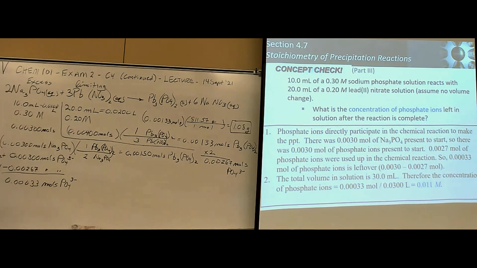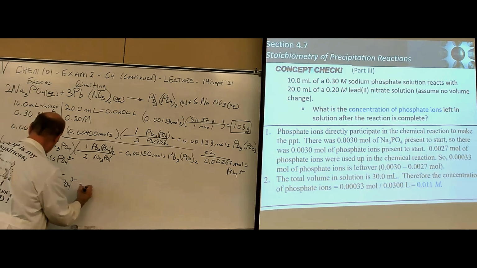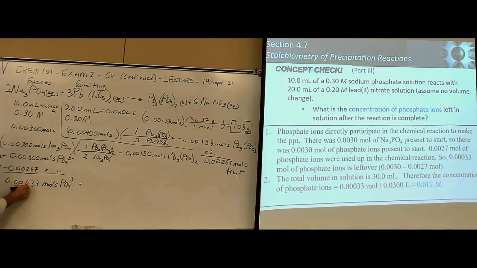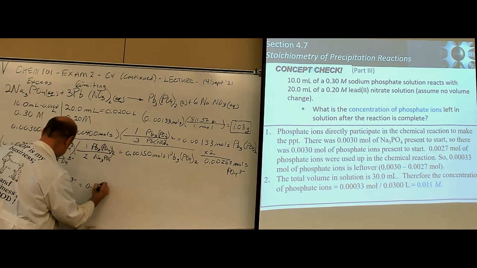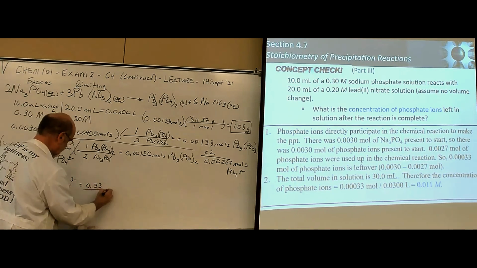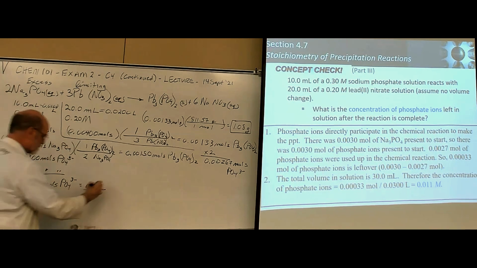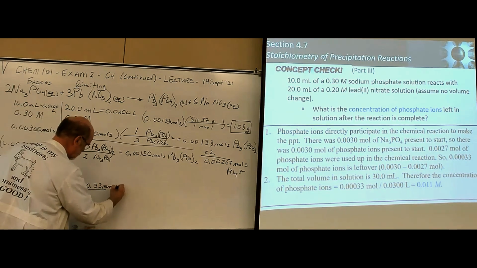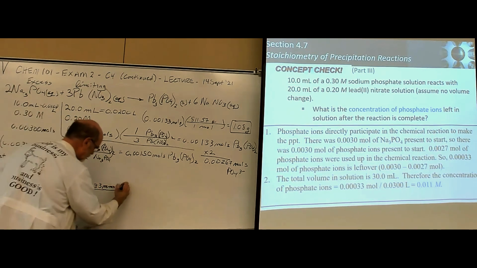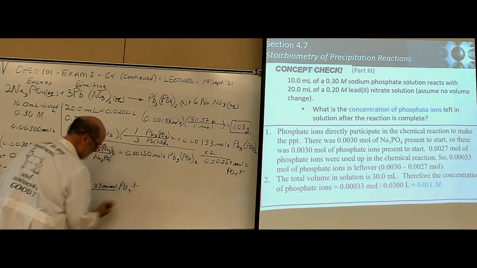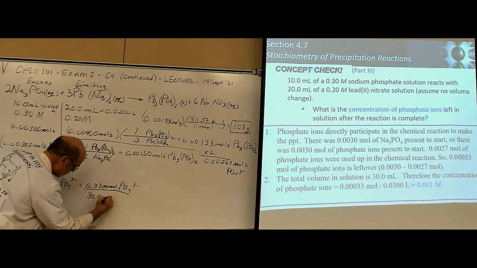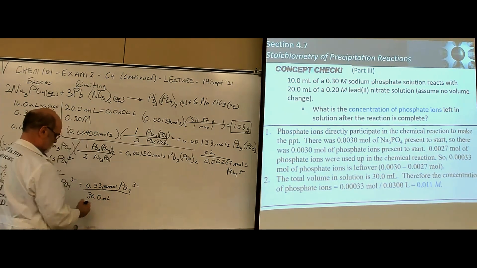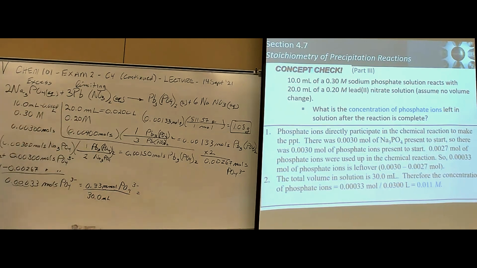So now the concentration is just divide that by the volume. Let's do the same thing that we did before. 3 places. 1, 2, 3. 0.33 divided by 30 milliliters. This is millimoles of phosphate. And be thorough. And then we had 30 milliliters, correct, of solution. So 0.33 divided by 30.